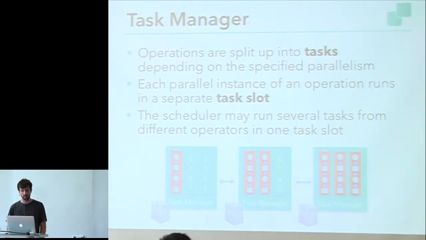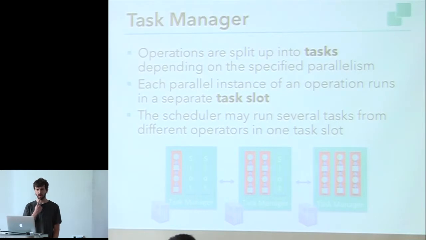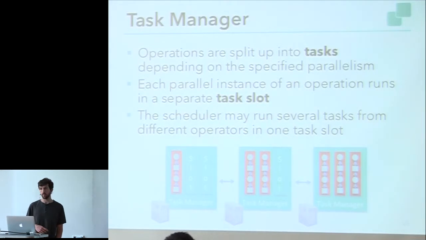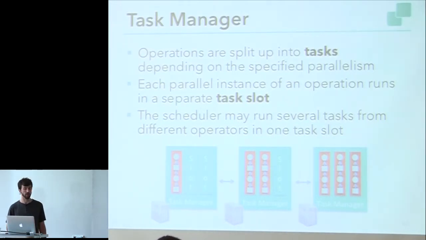The task managers, as I mentioned, receive tasks. I think this is a bit different from what tasks are referred to in Hadoop, but tasks are pretty much parallel instances of an operation you specified in the API. And these tasks run in what we call task slots. Maybe not an entirely intuitive thing in Flink is that several tasks can run in one task slot, because we preferably execute programs in a pipeline, so in a streaming way. That means we have to make it possible for operators to pass on results directly within a task slot to another operator.